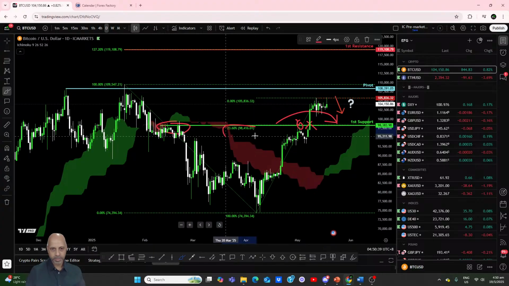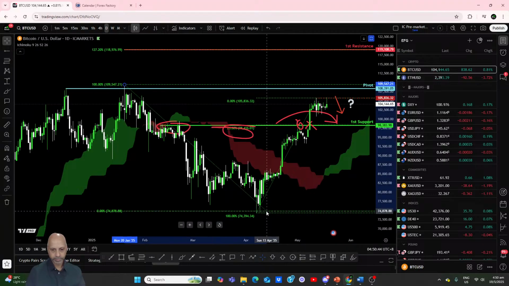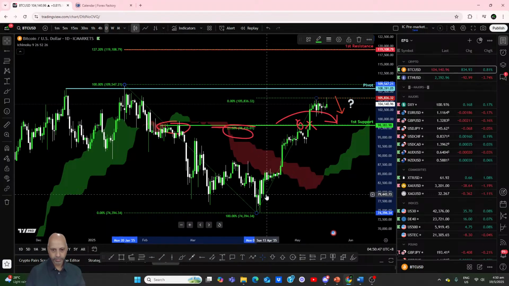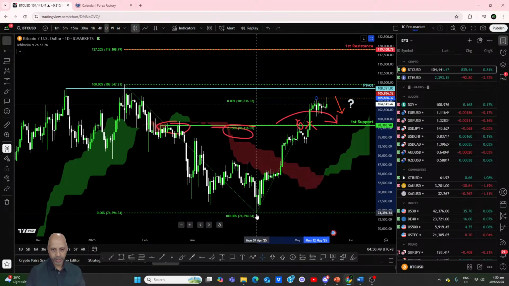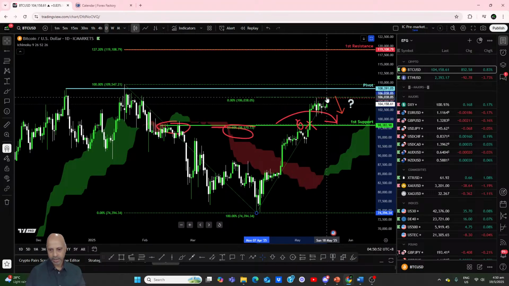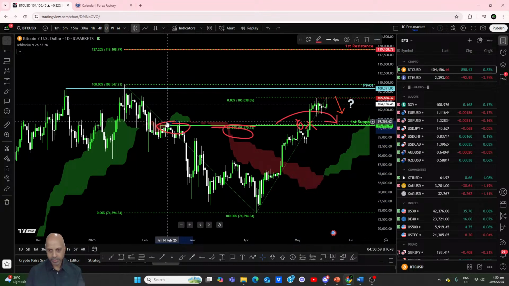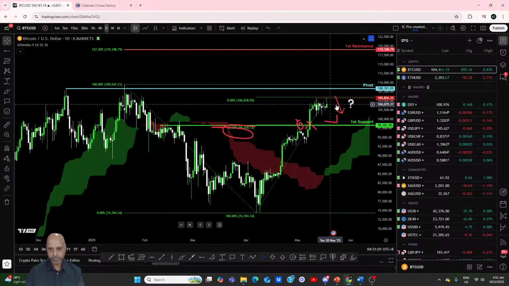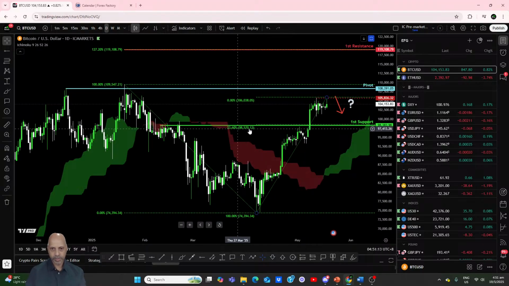That's also accompanied by a Fibonacci retracement at 23.6%. Of course, this retracement level was found beginning from this swing low here on 7th of April, going up to now the high on Sunday 18th of May. So the first support at 98,383 is a pullback level that's accompanied by a Fibonacci retracement at 23.6%.